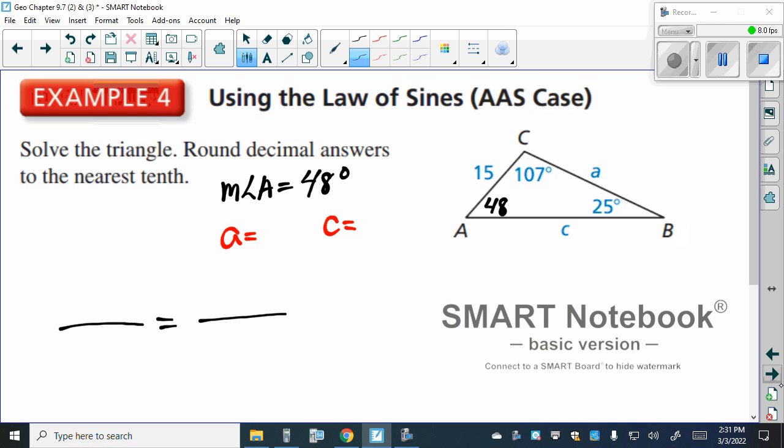Now let's see what's given here. Well, we need to find A or C. Which one do y'all want to find first? A.